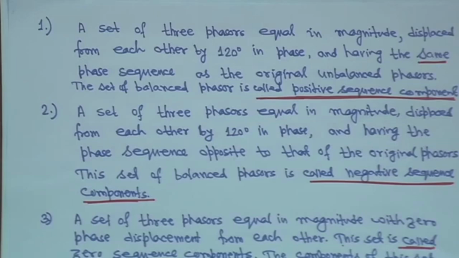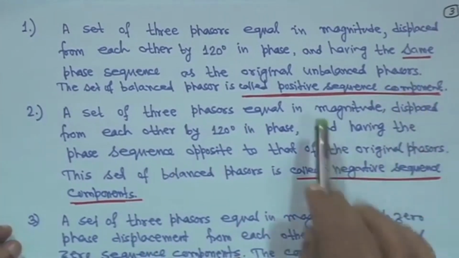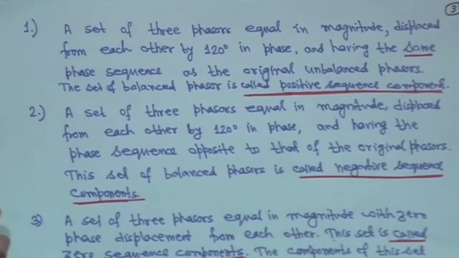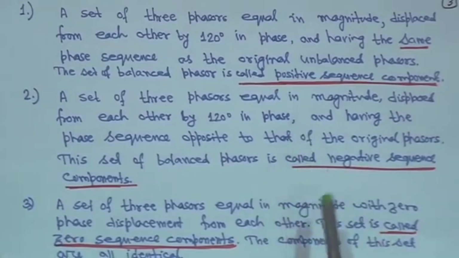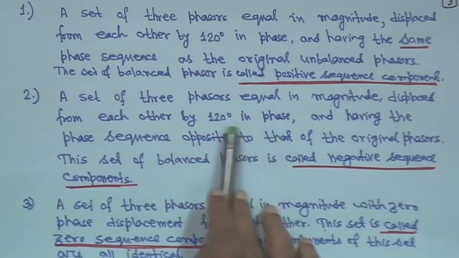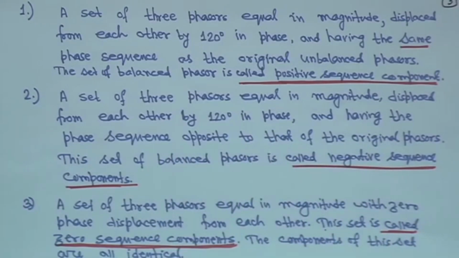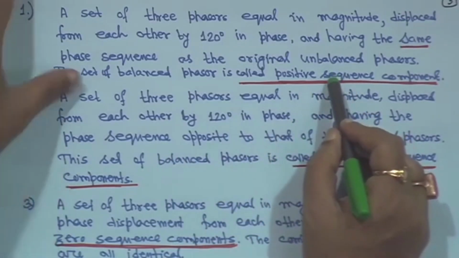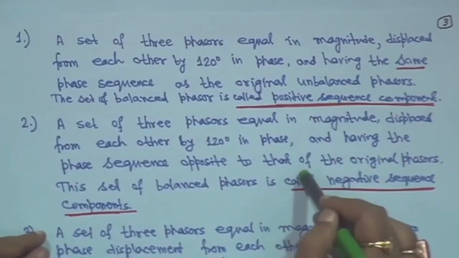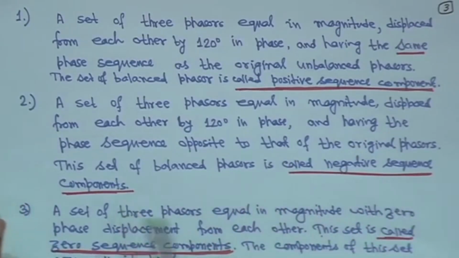So, a set of 3 phasors equal in magnitude, displaced from each other by 120 degree, the way we have solved the balanced system, with the same sequence as the original unbalanced phasor; this set is called positive sequence component. Similarly, a set of 3 phasors, again equal in magnitude, displaced from each other by 120 degree in phase and having the phase sequence opposite to that of the original phasor. I mean, if for positive sequence it is A B C, then for this one the opposite will be A C B sequence, right, and this set of balanced phasors is called negative sequence component.